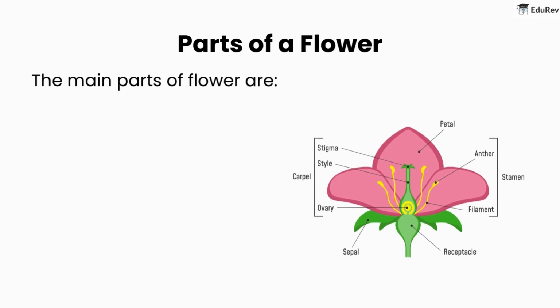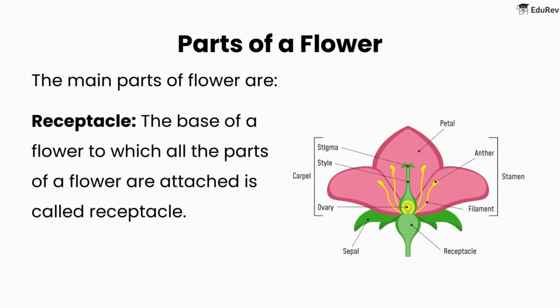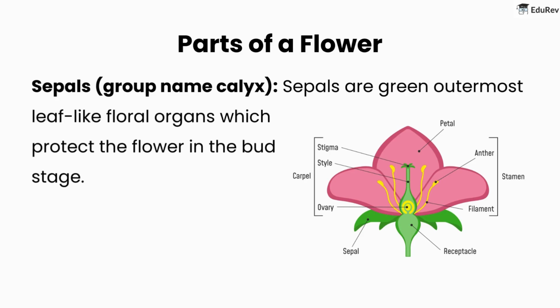The parts of a flower. The main parts of a flower are receptacle. The base of a flower to which all the parts of a flower are attached is called a receptacle. Sepals, group name calyx. Sepals are green outermost leaf-like floral organs that protect the flower in the bud stage.